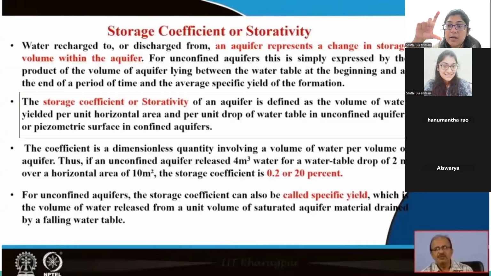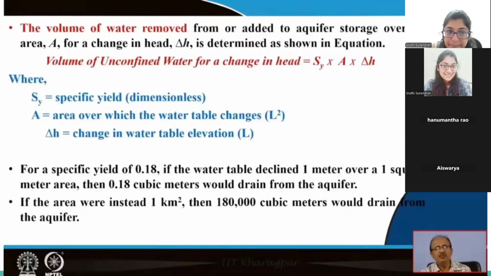In a confined aquifer, the water is enclosed between two layers. So there is no water table. It will be at high pressure. So when there's a pressure difference, a piezometric surface difference in a confined aquifer, then you call it the storage coefficient of the confined aquifer. Now you see here, if you compare the definition of storativity and storage coefficient with that of specific yield for an unconfined aquifer, it will be the same. So storage coefficient or storativity is equal to specific yield for an unconfined aquifer. It is called storage coefficient in case of a confined aquifer.